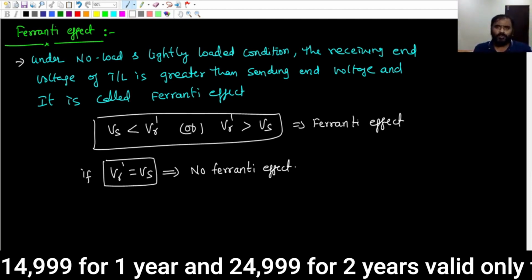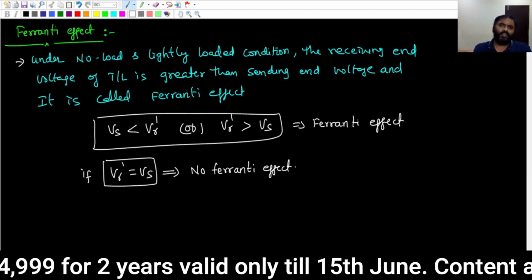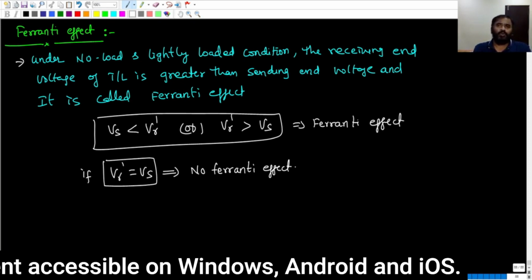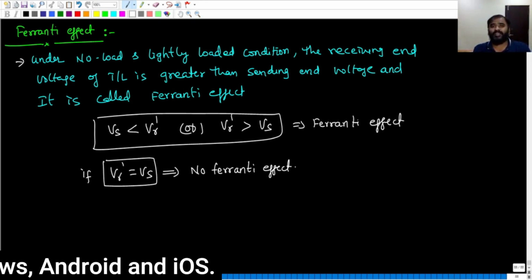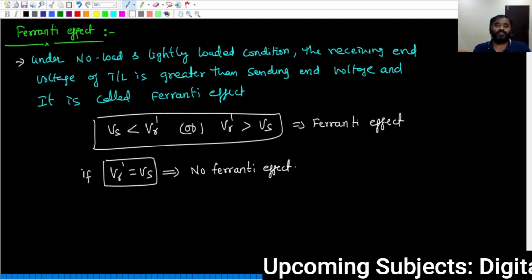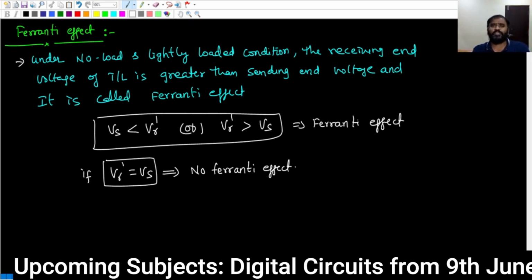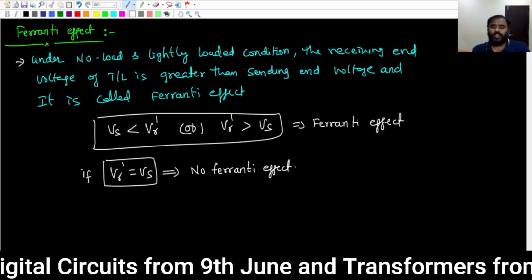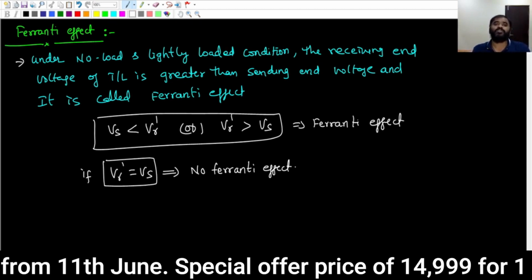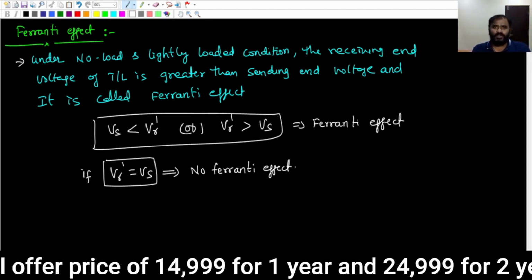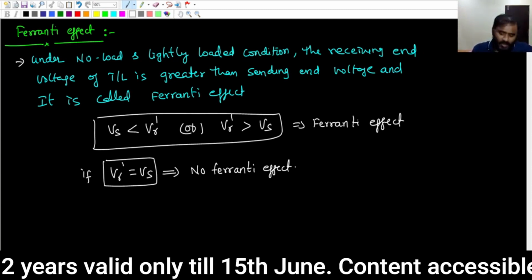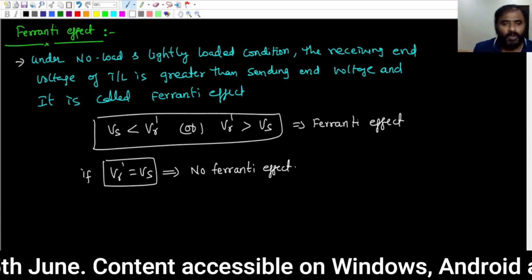Mathematical proof I will give, but listen, what is the problem with the Ferranti effect? Suddenly VR becomes very high when compared to the sending end voltage. At that time, whichever consumers are connected to the line experience dangerous voltage, and consumer equipment insulation will break down. Not only consumer equipment insulation, but also line insulation is going to break down. So the Ferranti effect causes breakdown of insulation of line equipment as well as industrial equipment.